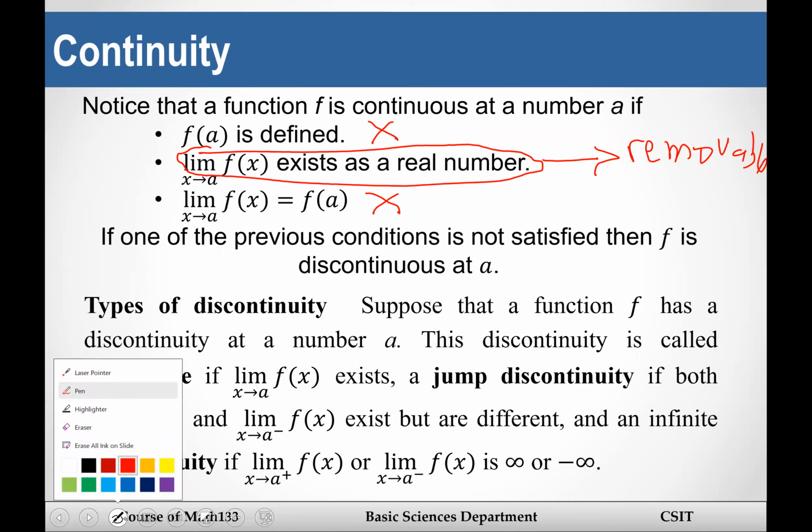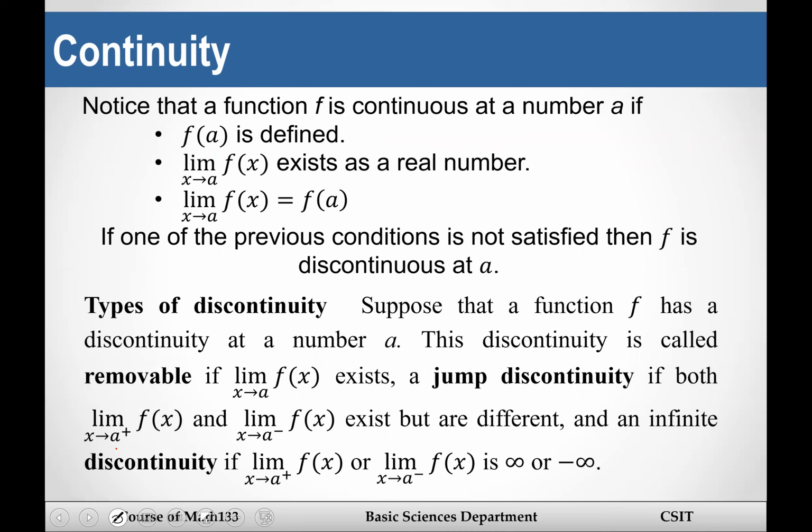Now, the second type is the jump discontinuity. For this case, we don't have condition number 2. This is not satisfied, which means that the limit from the right and the limit from the left don't meet at the same point.